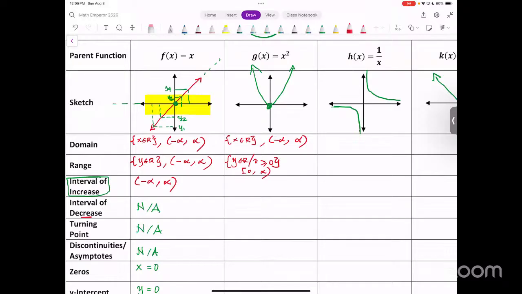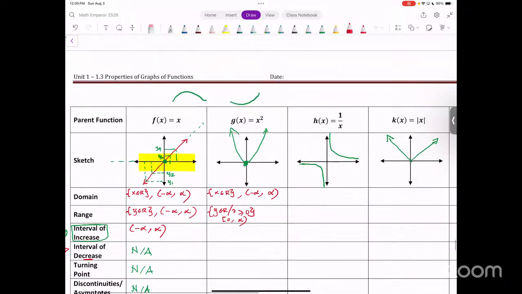Interval of increase. Okay, I'm going to go back to Harsha. So Harsha, when you want to look for the interval of increase, something you can look at is that the graph takes a shape like this or a shape like this. This is the interval of increasing shape. When I say interval of decreasing, you need to look at where the graph goes like this. That's basically the shape to look for with increasing, and that is basically the shape to look for with decreasing. So that being said, you can tell me in interval notation the interval of increase.